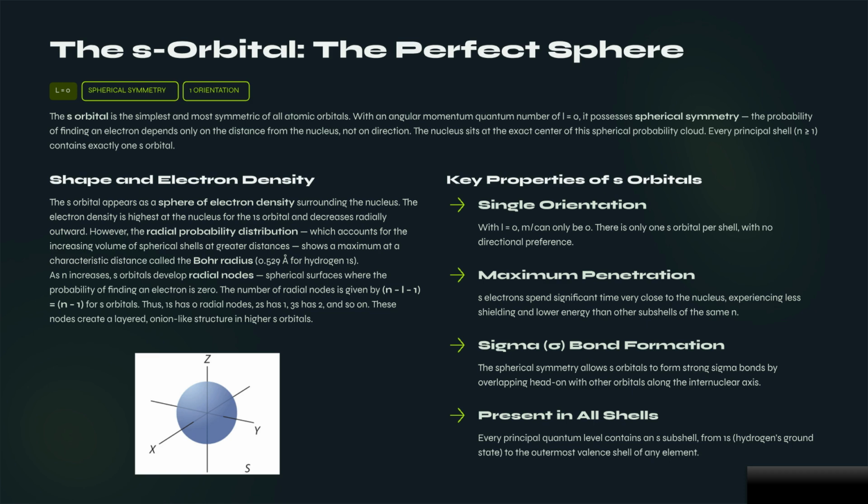The s orbital is the simplest and most symmetric, with l equals 0 and a spherical shape. Its electron density is highest at the nucleus. s orbitals are present in all shells, form strong sigma bonds, and exhibit maximum penetration toward the nucleus.